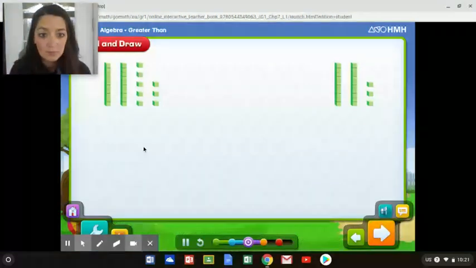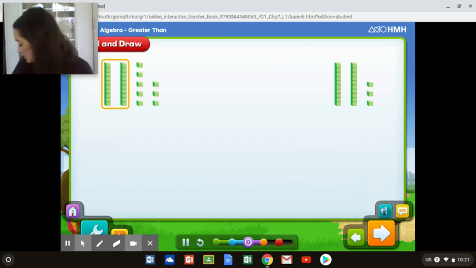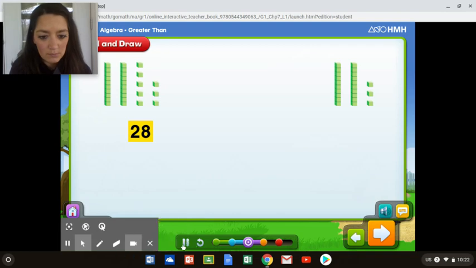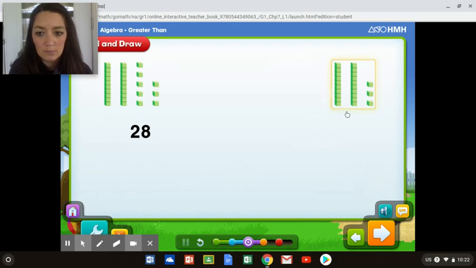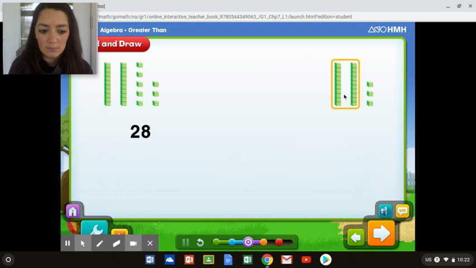Let's compare these models. What number does this model show? Okay, so there's 2 tens and 8 ones. So this number shows 28. What number does this model show? Okay, now we have 2 tens and 3 ones. If this was 2 tens and 8 ones, that gave us 28, this will give us 23. This model has 2 tens and 3 ones, so it shows 23.